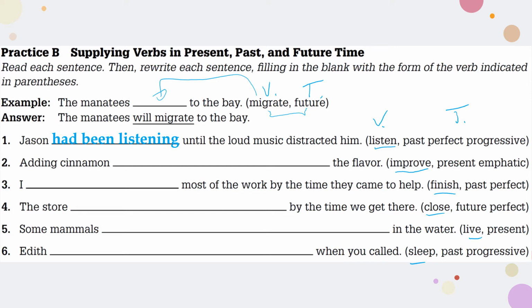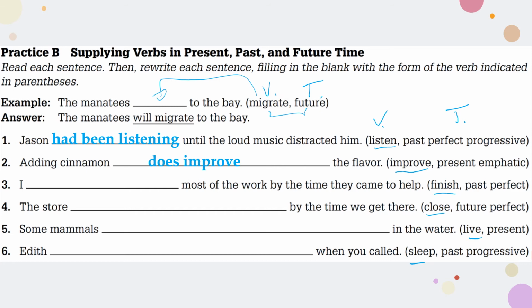Number 2, improve, present emphatic. So improve, does improve. Adding cinnamon, this is something you have to pay attention to, the subject verb agreement. Here we have cinnamon, singular, so we have to add es to do, because usually do improve, but do we use it only with I, you, we, and they, those pronouns. But when you have he, she, it, in this case you have got it, so you have to put s or es to the verb or to the auxiliary in this case. So does improve, and the main verb is not affected by any changes.